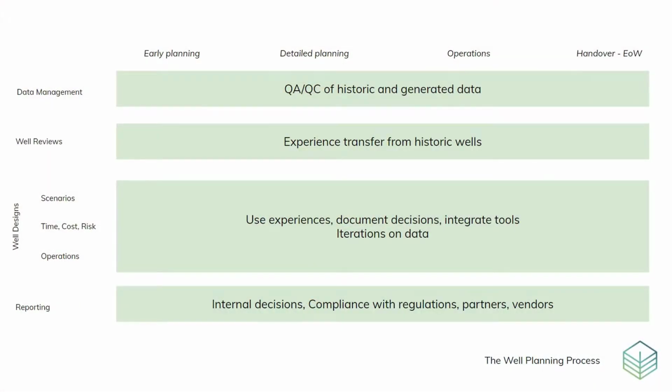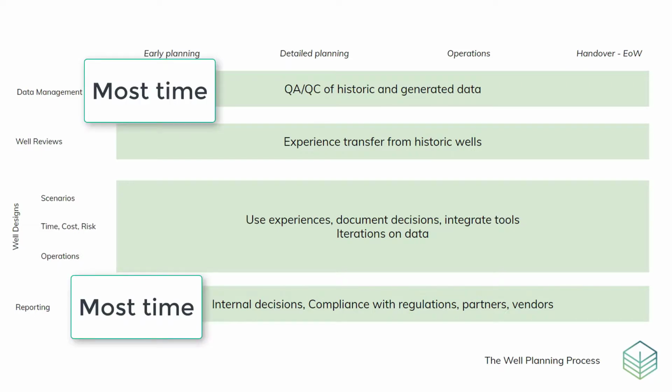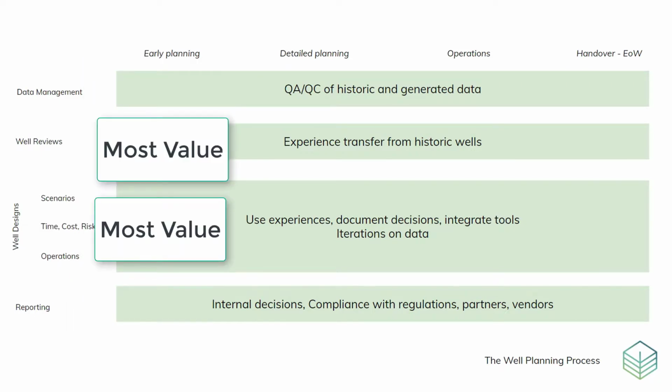This has been a fast overview of the well planning process and its core components in time. You have the early planning, the detailed planning, operations, and handover or end of well. And in all these phases, the task is to plan for safe execution. This process creates and uses enormous amounts of data, and data management and reporting are where the most time is spent. And well reviews and design iterations are the core activities that are adding value.